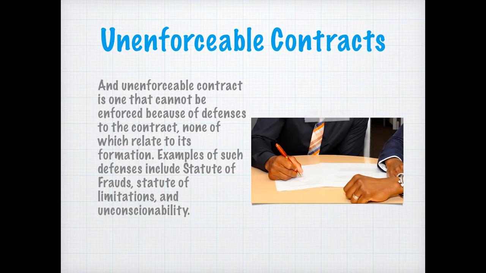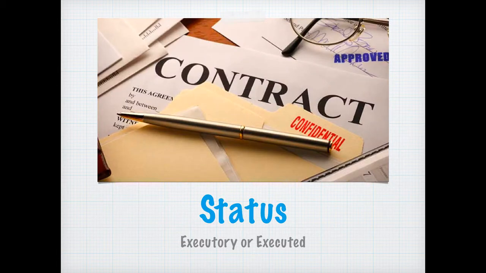And sometimes contracts are just unconscionable. For example, an employment contract where you pay somebody 25 cents an hour to pick fruit for you is unconscionable, and a court is not going to enforce that contract. And finally, the status of a contract. Is it executory or is it executed?